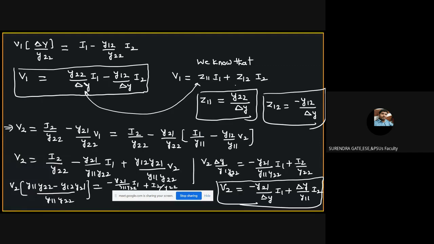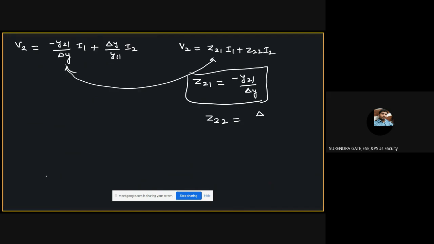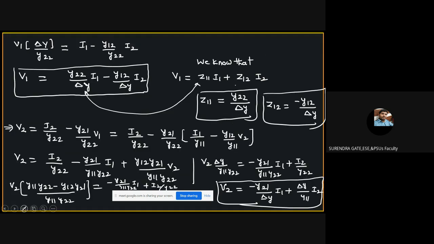Is it correct? Yeah. Just a small correction. Okay, this is Y11, students. If you bring this side, Y22 is cancelled, and delta Y goes to the denominator. Now this is correct. It is Y11 by delta Y, because delta Y goes to the denominator, no?